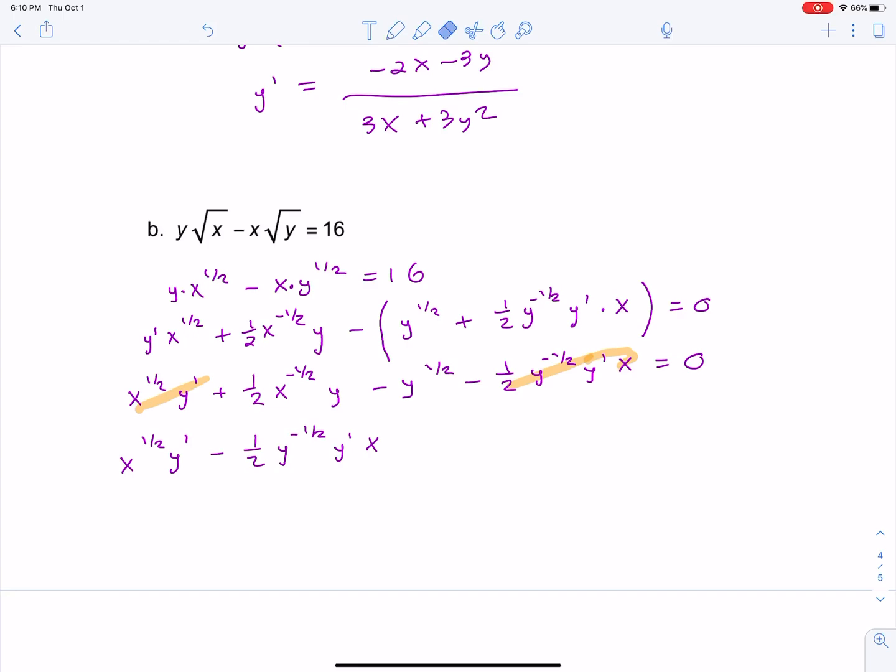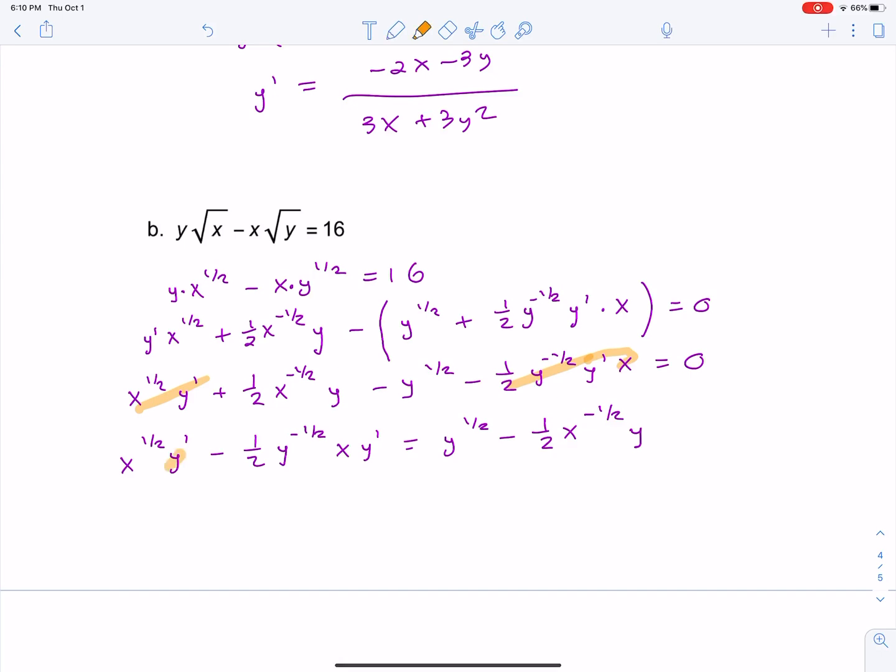Actually, if you don't mind, I'm going to rewrite this as x y prime. It's not a big deal. I like my y primes at the end, though. And that's going to equal, moving everything else over, y to the 1/2 minus 1/2 x to the negative 1/2 y. Okay. Whew. Let's keep on going.